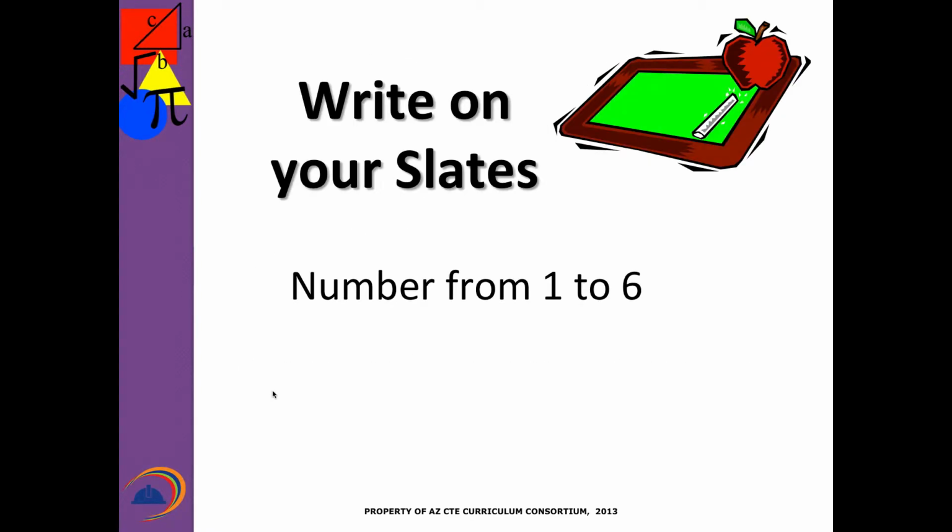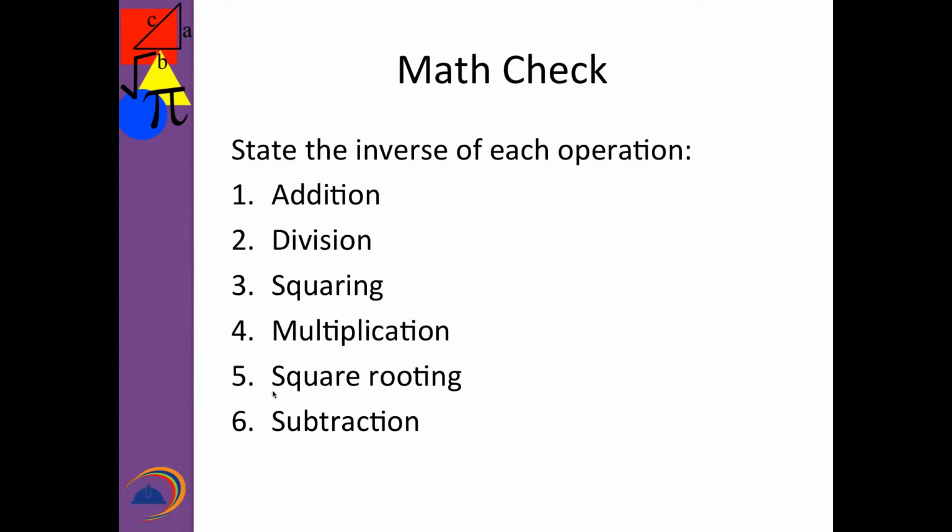So what I want you to do is on your slate, please number from 1 to 6. All right, teacher, pause the video until students have had a chance to do that. Welcome back. What I want you to do is state the inverse of each of these operations. So for number 1, I want the inverse of addition. Number 2, the inverse of division. 3, the inverse of squaring. 4, the inverse of multiplication. 5, the inverse of square rooting. And 6, the inverse of subtraction. So let the students have a chance to finish and pause the video until they're done. Have them show you their slates, and I'll meet you back here in a minute.